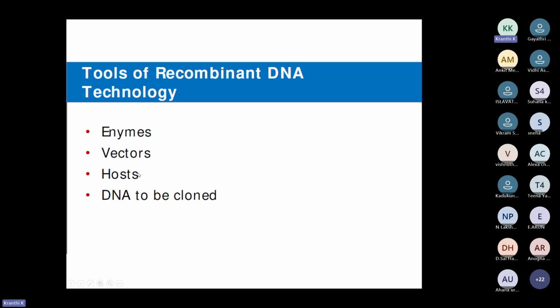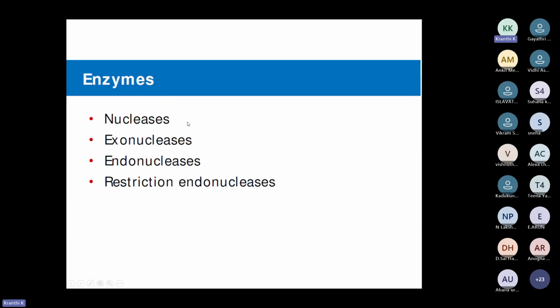Host. Host means you have to insert into one cell, maybe an animal cell or a bacterial cell. That is a host. Then DNA to be cloned. What type of DNA do you want to clone? That's the desired DNA unit, right? So desired DNA also. These are all the four things we require to apply in rDNA technology. Then these are the enzymes we just discussed: nucleases, exonucleases, endonucleases, and restriction endonucleases, right?